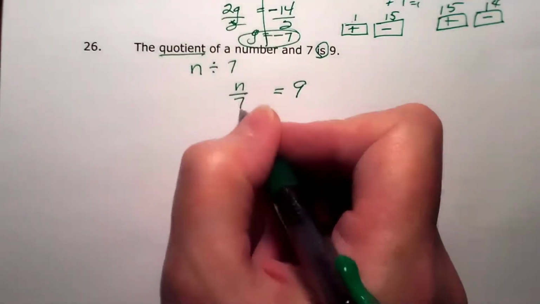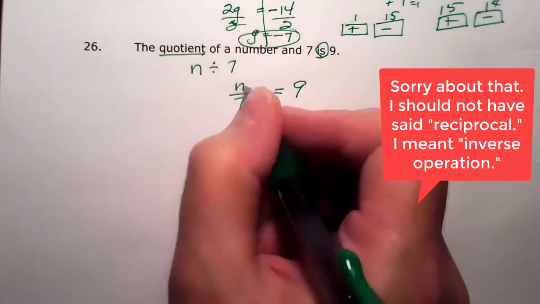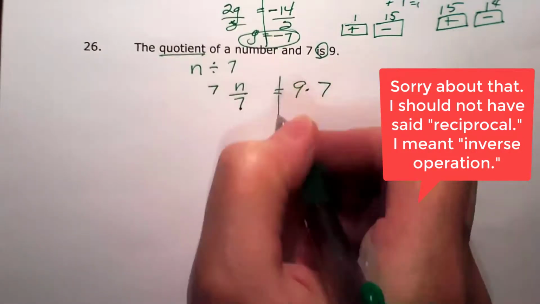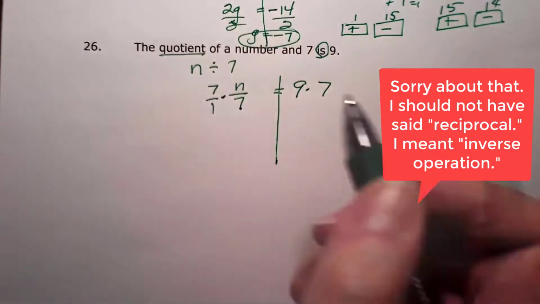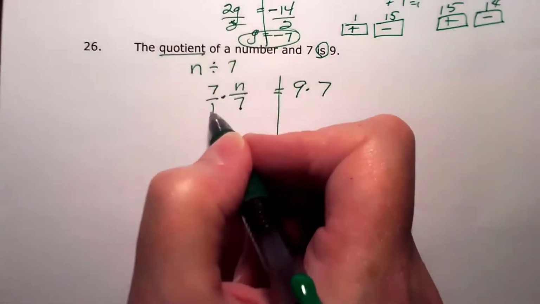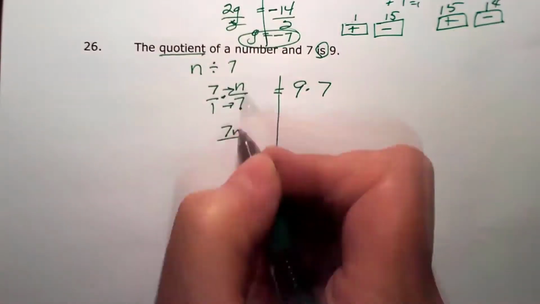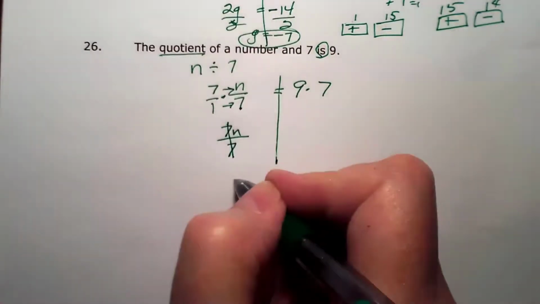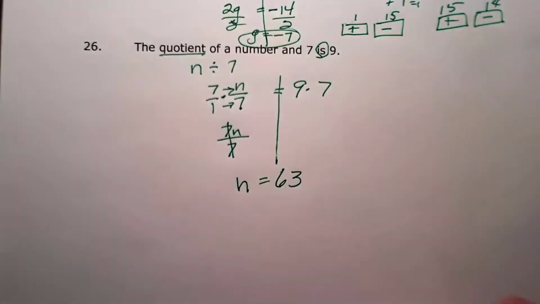To isolate n, if I want to undo this, I do the reciprocal. So the reciprocal of division is multiplication. So I'm going to multiply both sides times 7. Because this is a fraction, I put a 1 under it. So I have 7n. If I were to multiply and multiply, I have 7n. 1 times 7 is 7. 7 divided by 7 is 1. So I just have n equals 9 times 7 is 63.